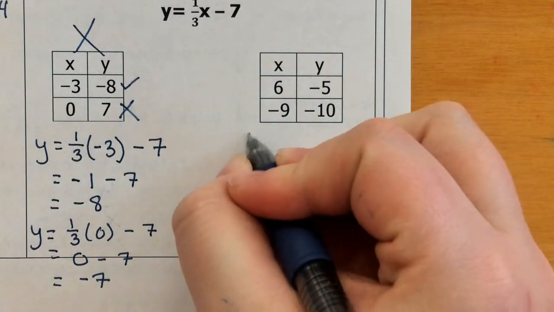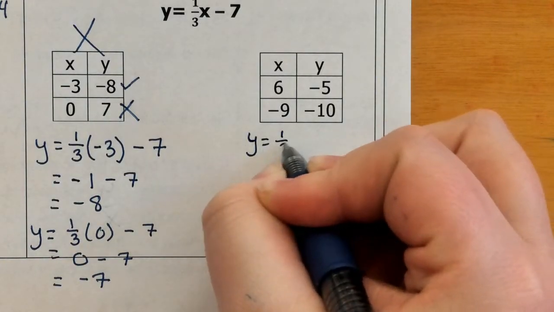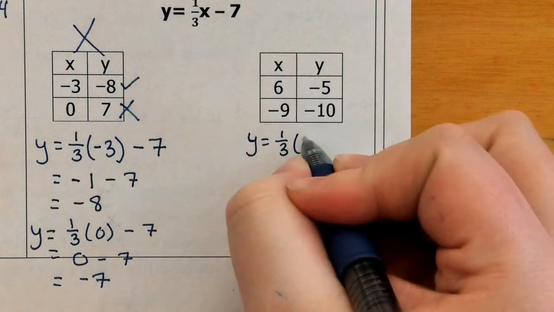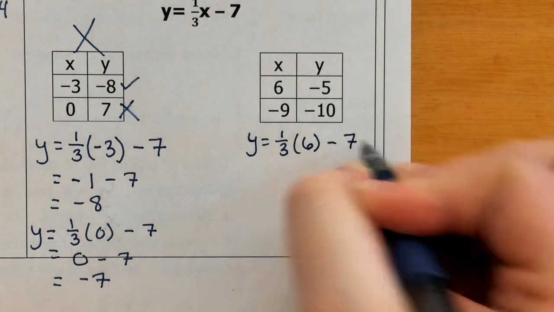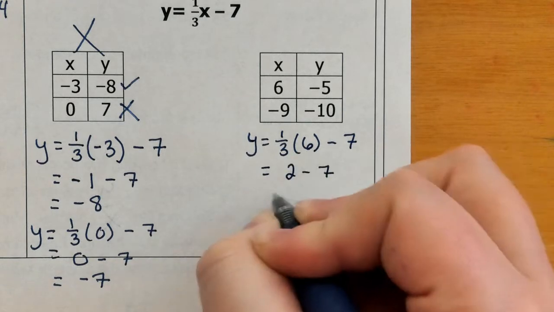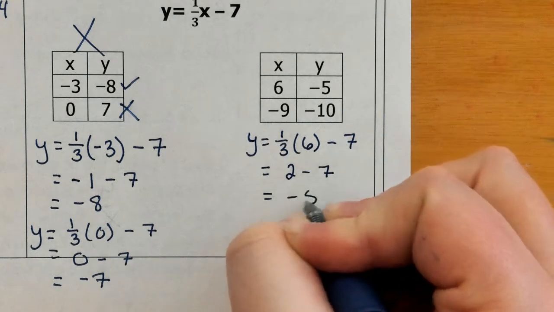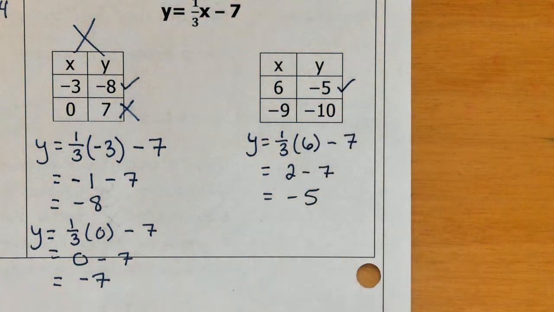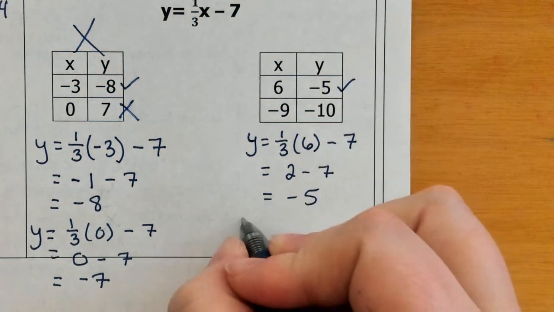This idea is the same. We're going to use substitution. 1 divided by 3 times 6 minus 7. 1 divided by 3 times 6 is 2. 2 minus 7 is -5. Oh, that's what I wanted. Let's try the other point.